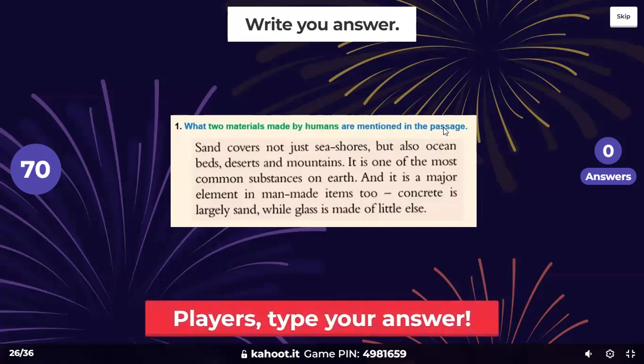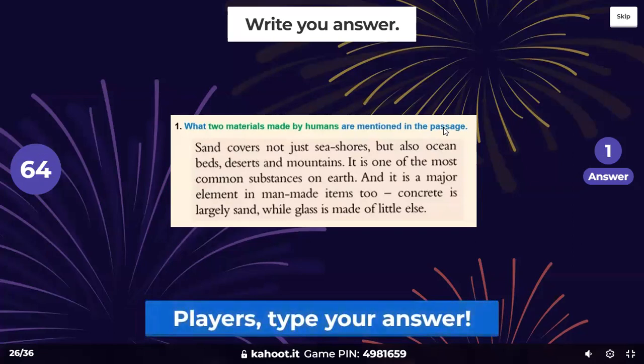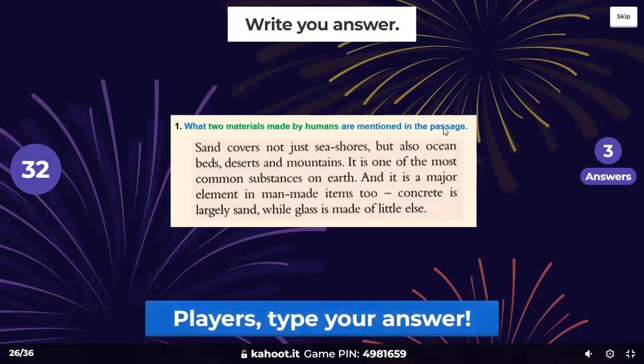We cannot write. Why? I don't know. Type your answer, but it's not open. It's not open. So let me check. So here on my phone. Maybe you need to refresh the app, yeah, you need to refresh the app. I don't know. Were you able to write now? Are you able to write? Yes, yes. Okay. Yeah.